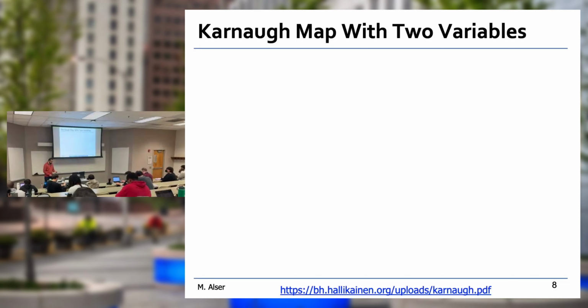Now, let's see an example of how we will build Karnaugh map for 2 variables. So let's assume any 2 variables. Someone give me 2 variables. Any names? C and F.